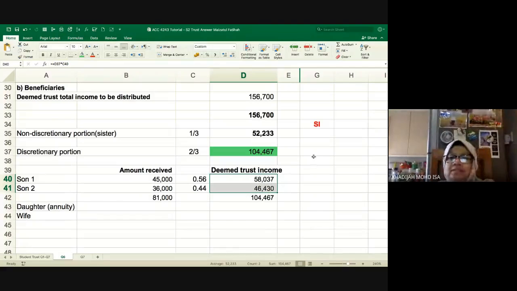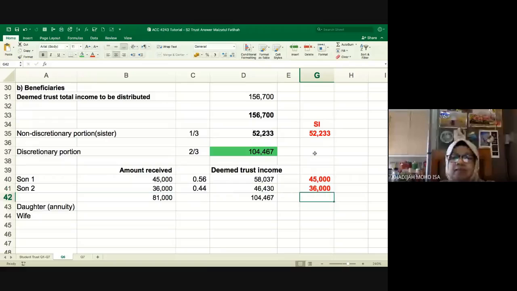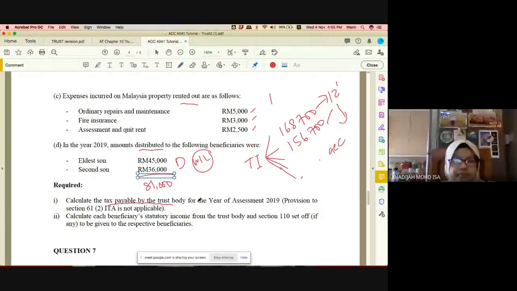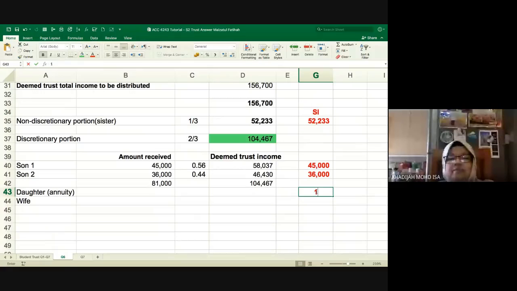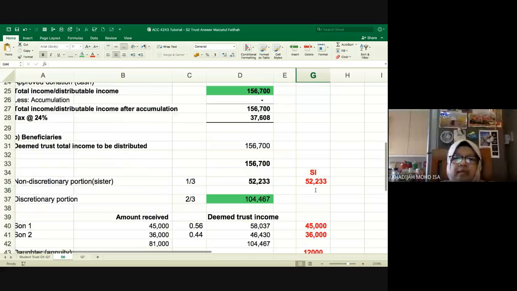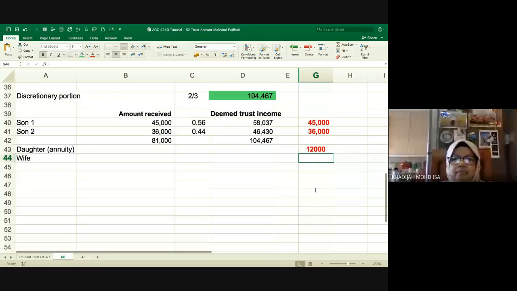So the statutory income for the sister would be 52,223. But here, what is the statutory income? Because it's a discretionary trust, it would be the lower of. Even though the deemed gross income is 58,037, we take the lower of. So that will be the statutory income for the beneficiary. What does the question ask? Statutory income from the beneficiary. Don't forget, you also have the daughter and the wife. The statutory income from the annuity is 12,000, and how much is the wife? Annuity 10,800.